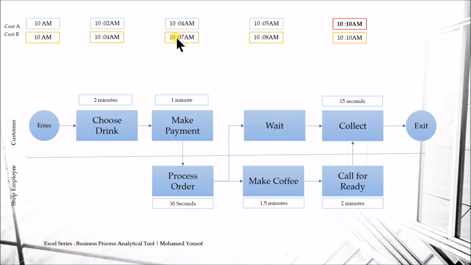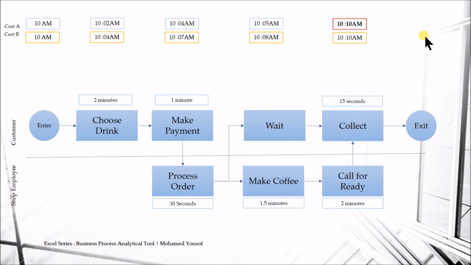She's going to make payment at 10:07. The order is going to be processed, and at 10:08 customer B's coffee is being made at the same time as customer A's. Both of them will be collecting the coffee at 10:10. As you can see, initially it was 10:07, now it's 10:10, right? This means that customer A would have to wait 5 minutes instead of 2 minutes initially. And customer B, instead of 10:02, his order will be processed at 10:07. Now imagine if there are more people down the line, things are going to be slower for the shop employee.